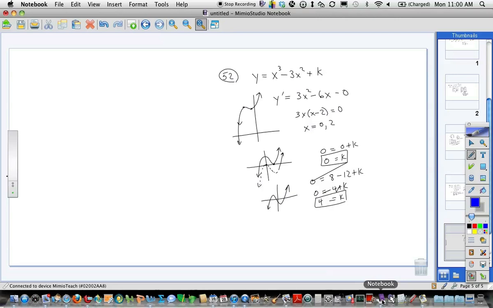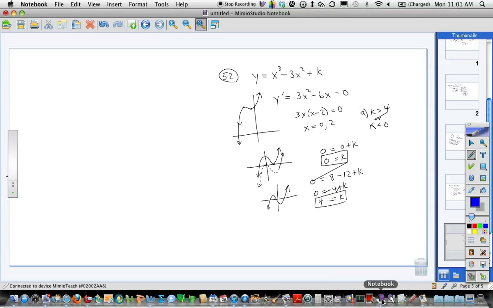When k is greater than 4, I'd only have 1 intercept. And on this one, when k was 0, that was this one. Now imagine that thing keeps going down, keeps going down. Once I get this max off of the x-axis, then I'll only have 1 again. So when k is greater than 4 or when k is less than 0. You see where we could go with this?